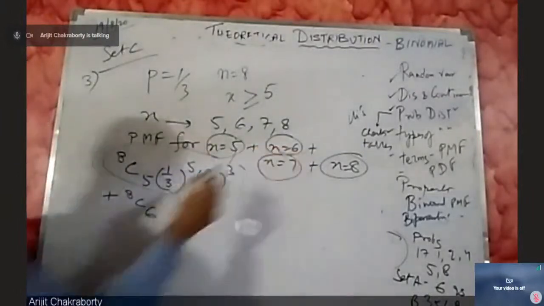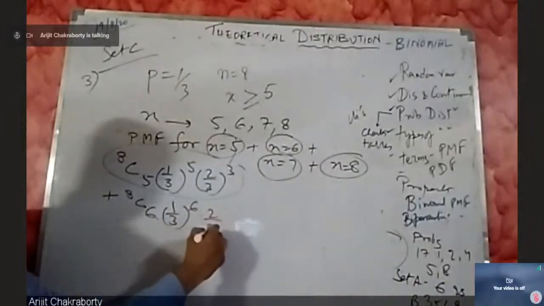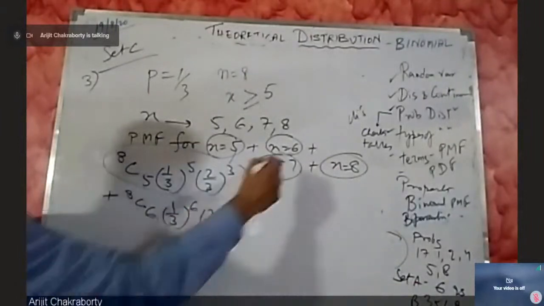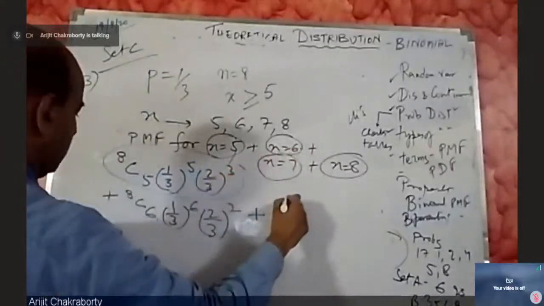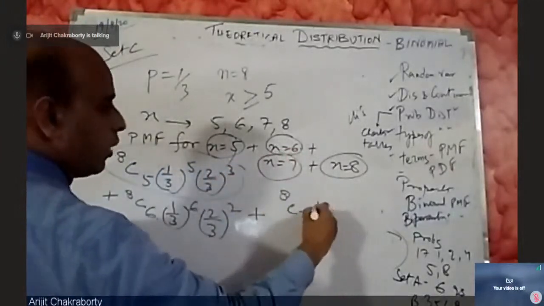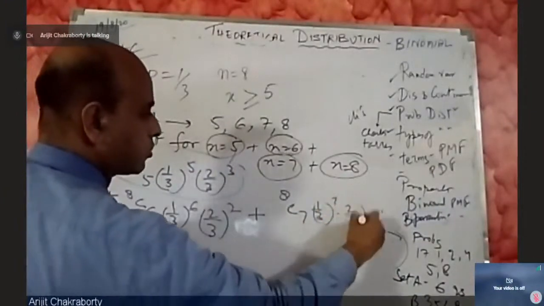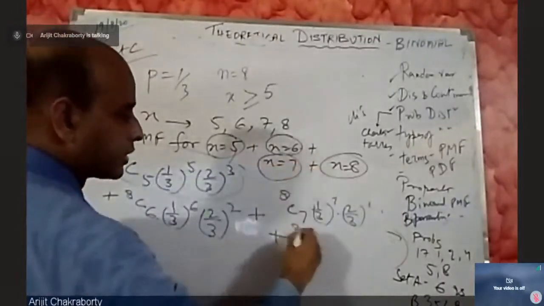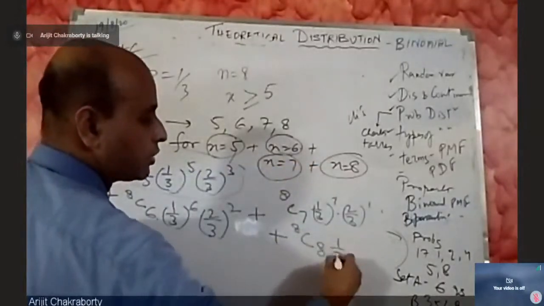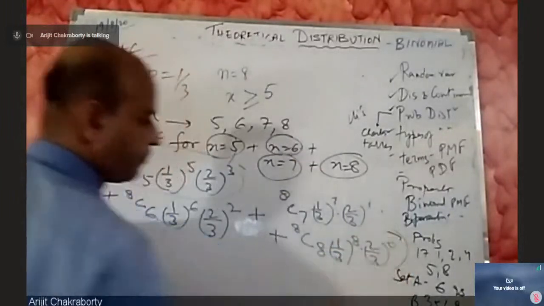Now for x equal to 6, 8C6, (1/3)^6, (2/3)^2, plus for x equal to 7, 8C7, (1/3)^7, and (2/3)^1. And for x equal to 8, 8C8, (1/3)^8, (2/3)^0.